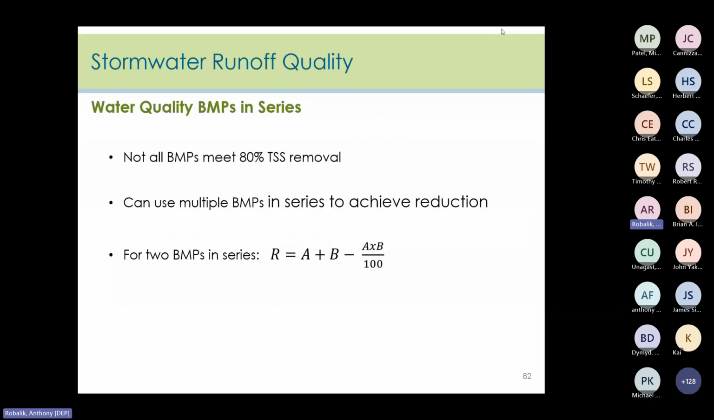So as you may have seen quickly in that previous table, not every BMP is rated for 80% TSS removal. Sometimes a series of BMPs are needed to meet the 80% TSS removal requirement or the more stringent 95% rate for projects discharging within the riparian zone. So when calculating the effective TSS removal rate from a series of BMPs, we use the equation in the third bullet point here, where A and B are the TSS removal rates from each of the individual BMPs.